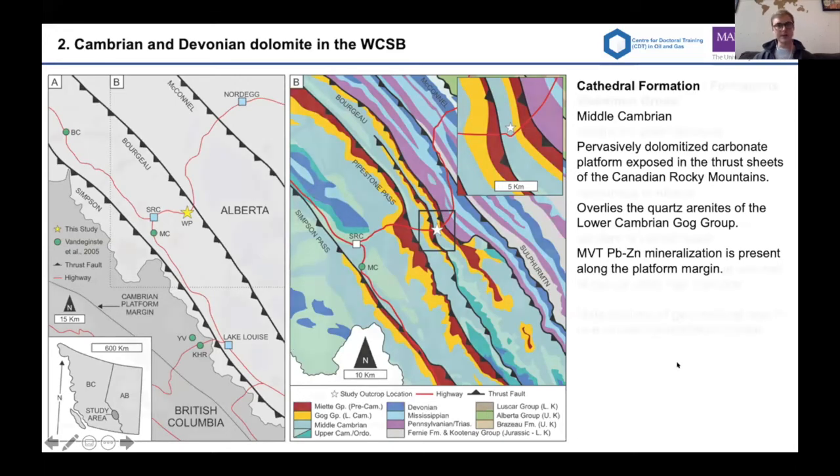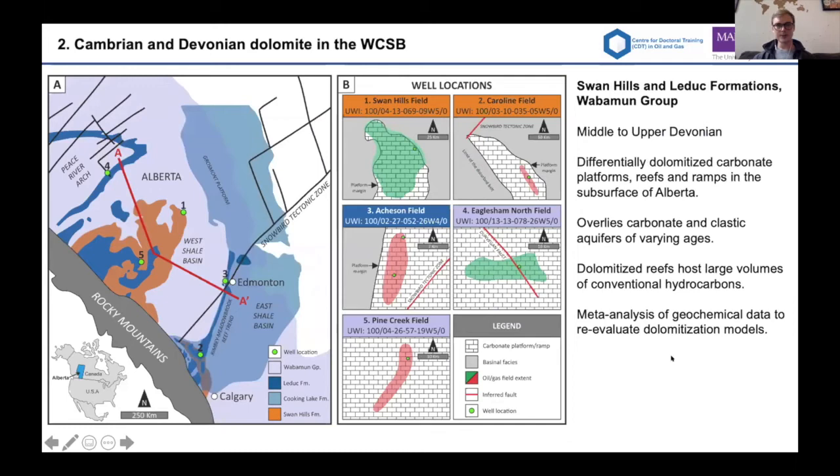And then as a comparison, the Devonian strata, Middle to Upper Devonian in age, we have the Swan Hills Formation, the Duke Formation, and Wabamun Group. These consist of differentially dolomitized carbonate platforms, reefs, and ramps in the subsurface of Alberta, as shown in this figure here. This strata overlies various carbonate and clastic aquifers of different ages. And these dolomitized reefs host large volumes of conventional hydrocarbons.